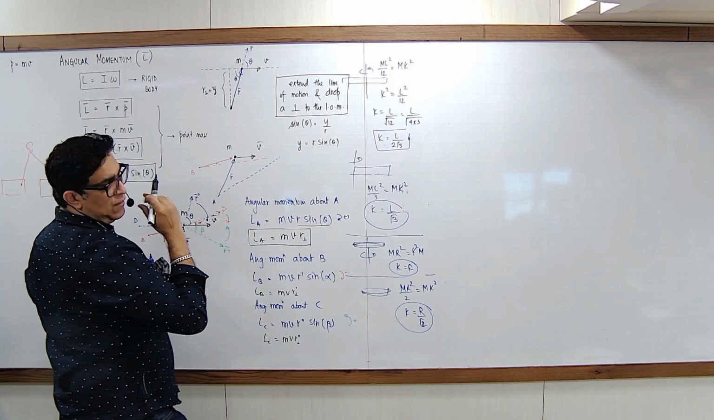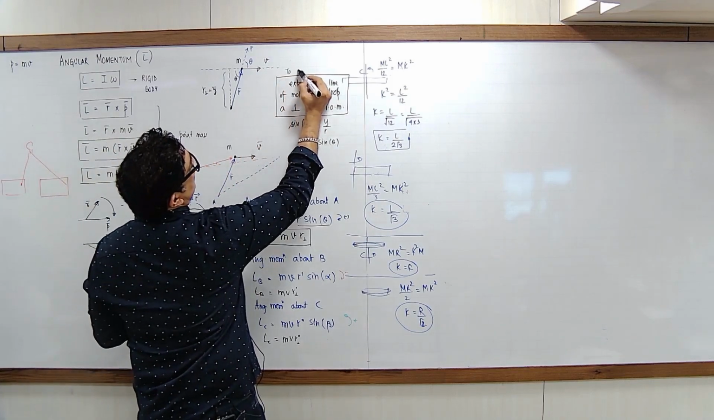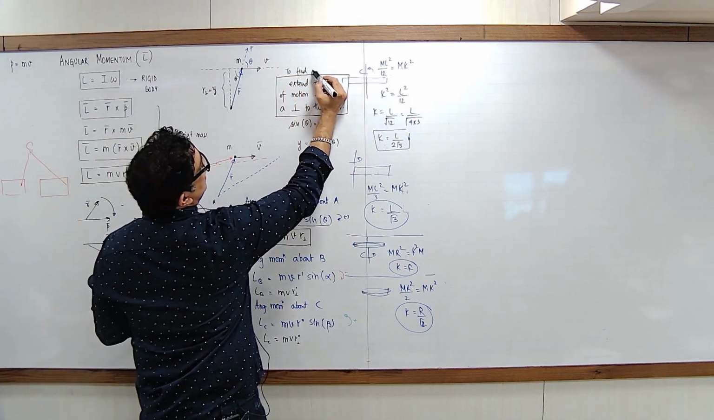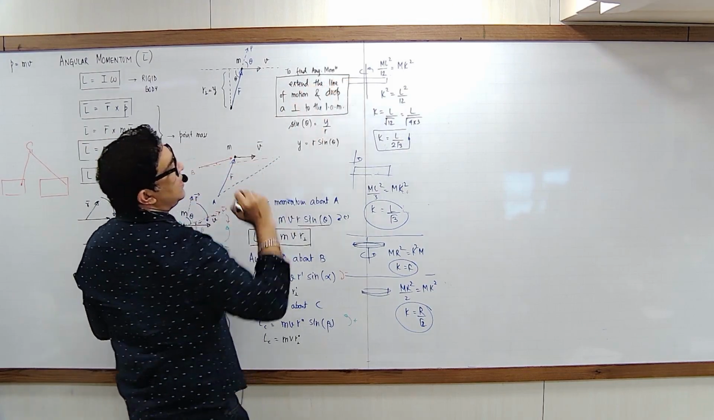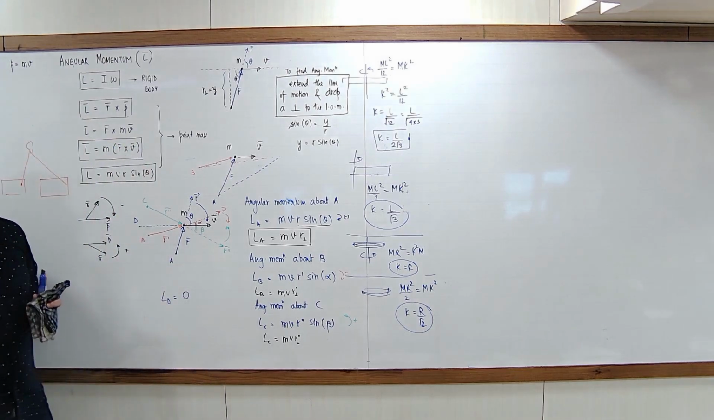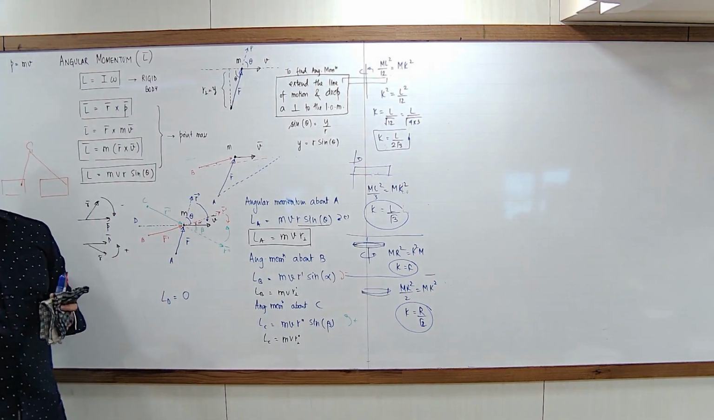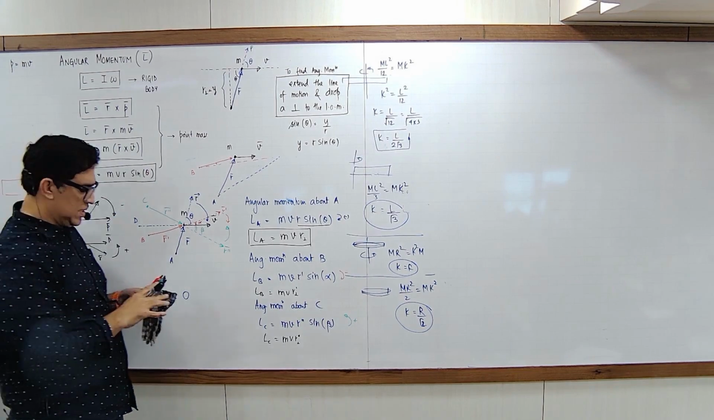Extend the line of motion. So to find angular momentum, what do we do? Come on, fast. 1. Extend the line of motion and drop a perpendicular. Okay, are you all getting this over here? So let's do a sum on this.